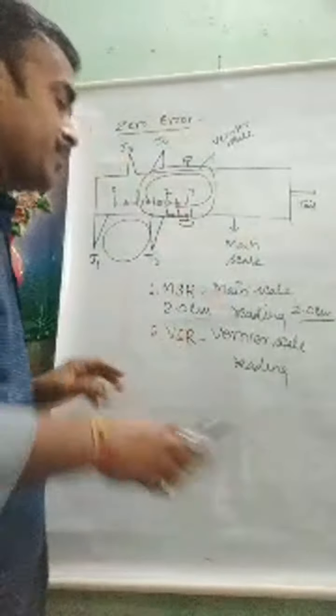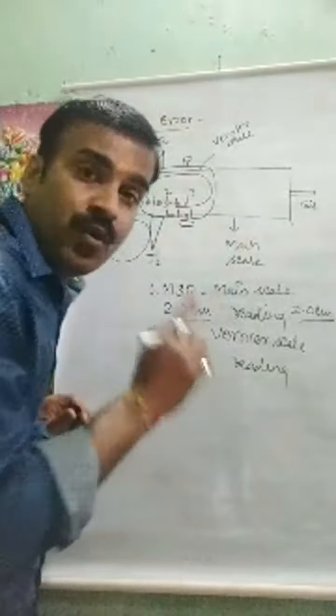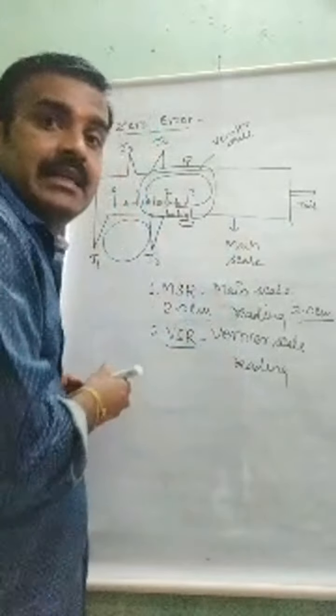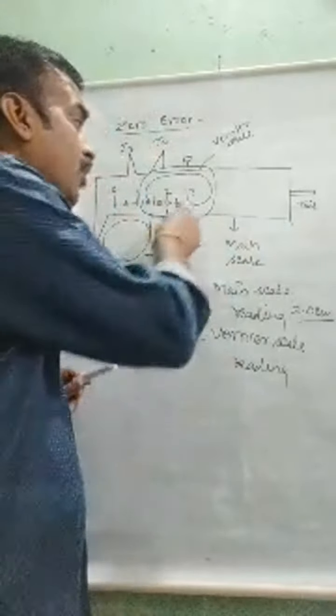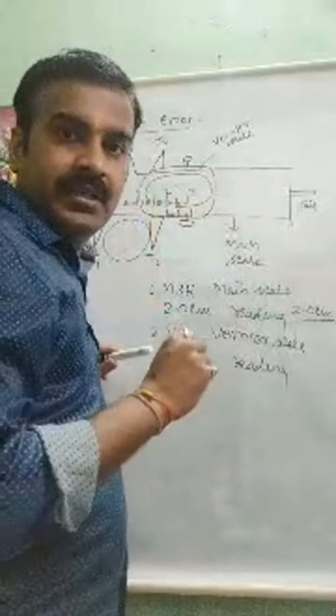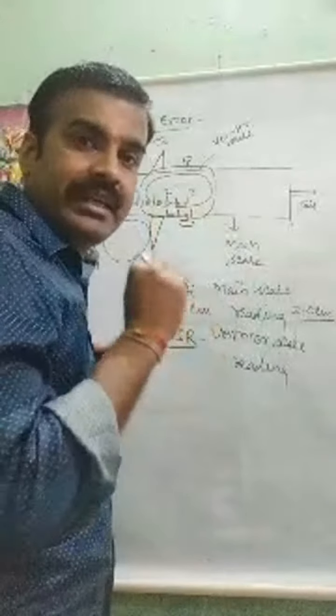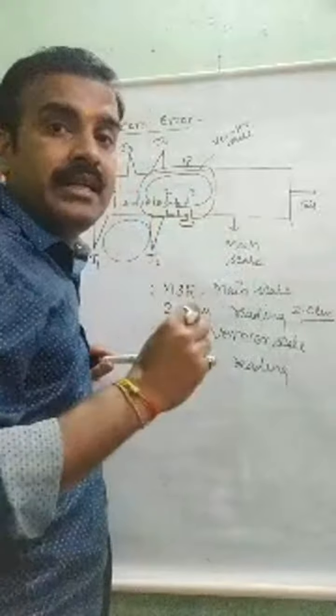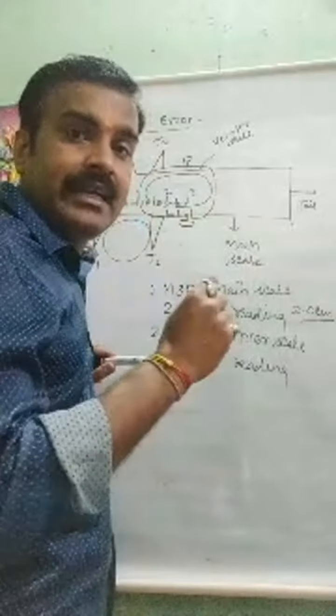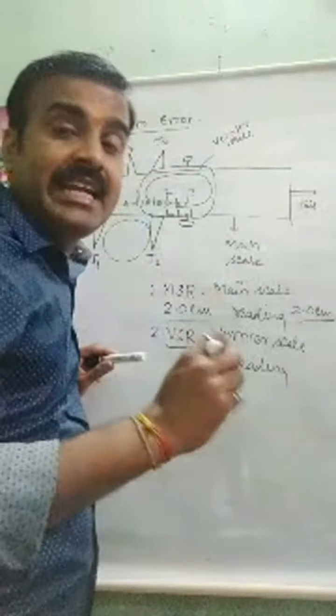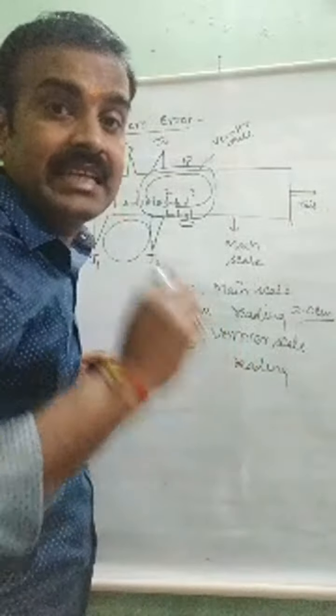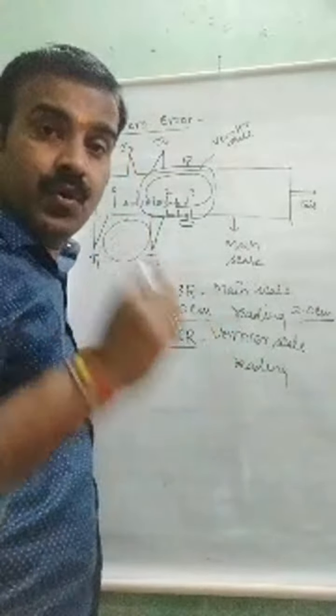Now the second thing, VSR. If you want to find the VSR, check out of 10 divisions which Vernier division is exactly coinciding with any division of the main scale.